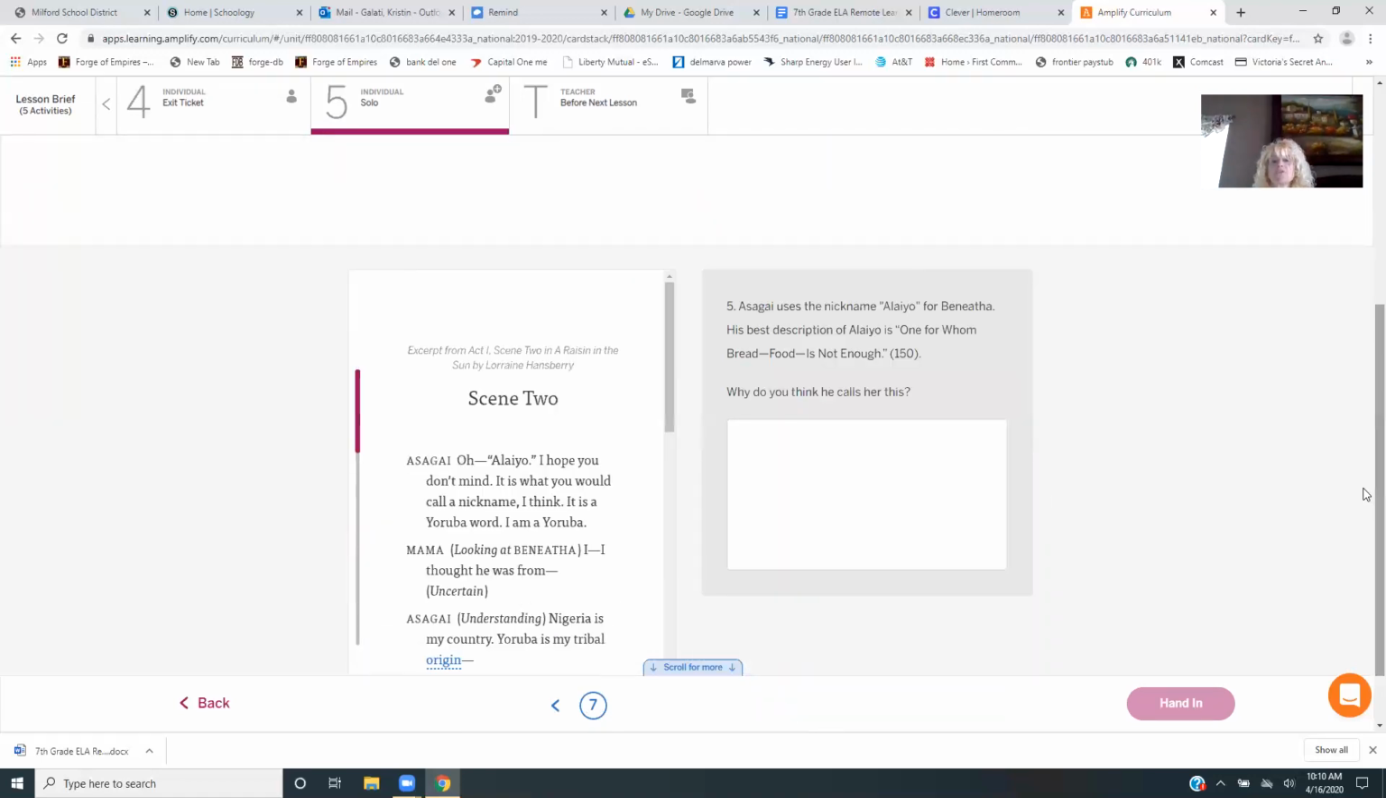And in card 7, Asagai uses the nickname Alayo for Beneatha. His best description of Alayo is one for whom bread, food is not enough. Why do you think he calls her this? Think about Beneatha's personality and what she demands, what she wants out of life. Why does he call her what is basically loosely translated into one for whom bread and food is not enough? Because bread and food are nature's basic needs for people, but she wants more.